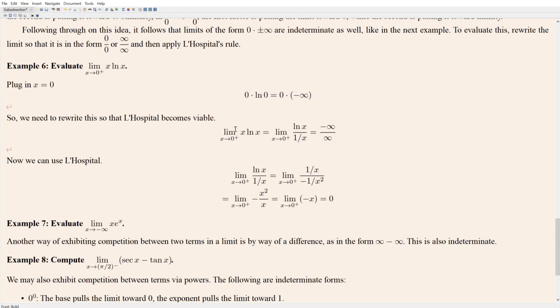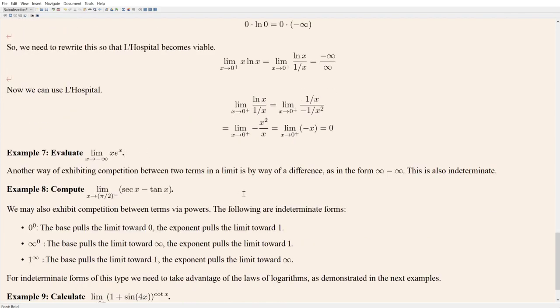And indeed, that's going to be the case of any polynomial. Polynomials are always going to be stronger in this limiting sense than the natural log function will be. You will find that that is a common occurrence.